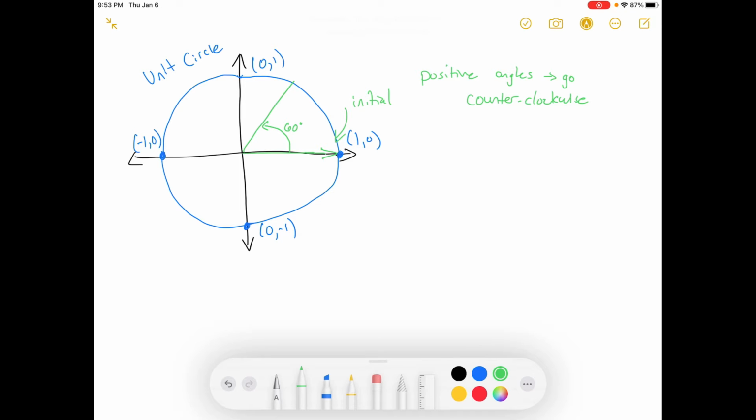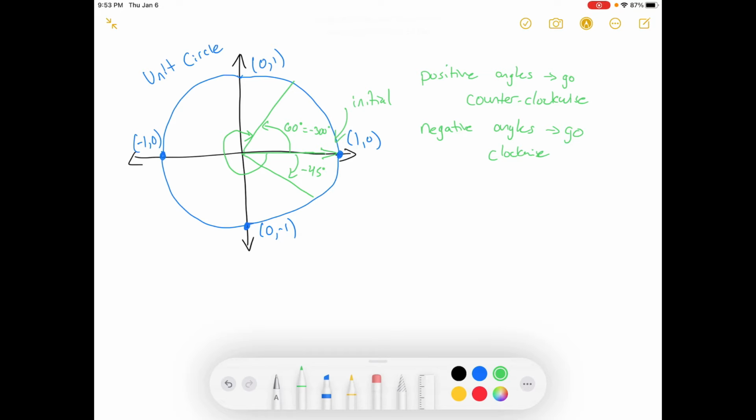This would be positive 60. And negative angles, we can have such a thing. Negative angles, we're going to go clockwise. So if I wanted to measure negative 45, say, this right here could be negative 45 degrees. Notice that there could be multiple ways of measuring any given angle. In theory, 60 would be the same as negative 300, where I went all the way around until I got to there. Negative 300 would be the same.